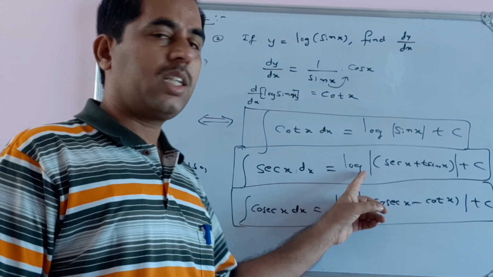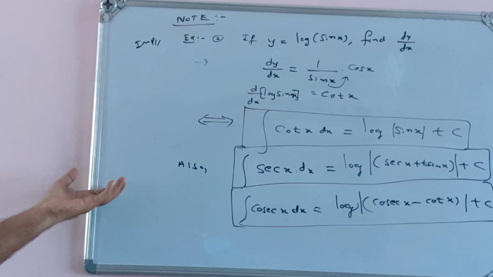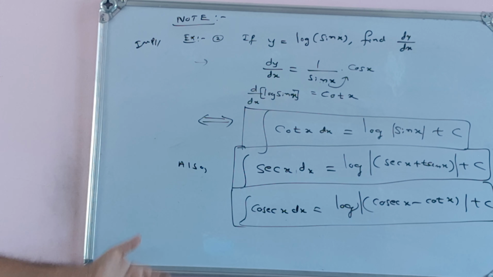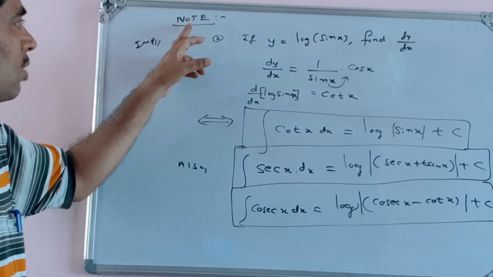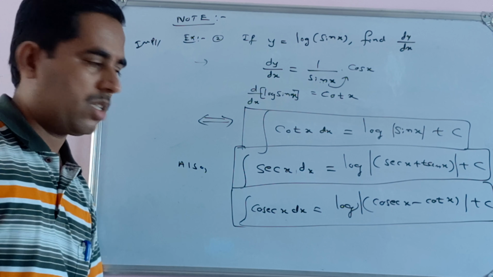Then integration of secant x is log of secant x plus tan x. Previously we have proved integration of tan x is equal to log of secant x. So these are 4 important results. You add them to your list. That's why I have written a note. Under this note, we deduced 4 important results.